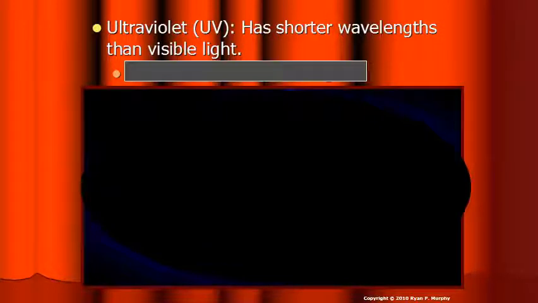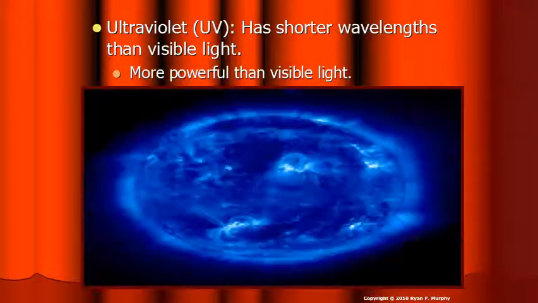All right, next up is ultraviolet. Ultraviolet has shorter wavelengths than visible light and is more powerful than visible light. This is actually an ultraviolet view of the sun. This is the ultraviolet light that it gives off. And you know that it gives off ultraviolet radiation because you have to put on UV protectant when you go outside, sunscreen, right? The UV stands for ultraviolet.